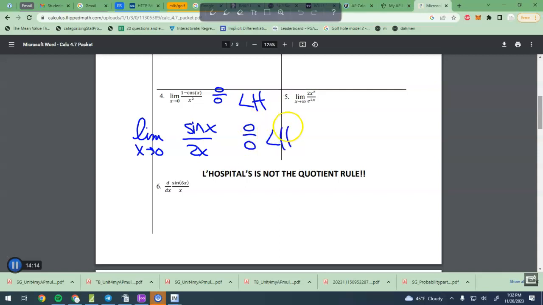So I can do it again. I got 0 over 0 again. So I'm just going to go down another layer. So what's the derivative of sine? Cosine of x. And then the derivative of 2x is 2. And finally I can plug in and I won't get 0 over 0. So cosine of 0 is 1. And then you get the 2 in the bottom. So if L'Hopital's doesn't work the first time, if you still get 0 over 0 or infinity over infinity, just do it again.